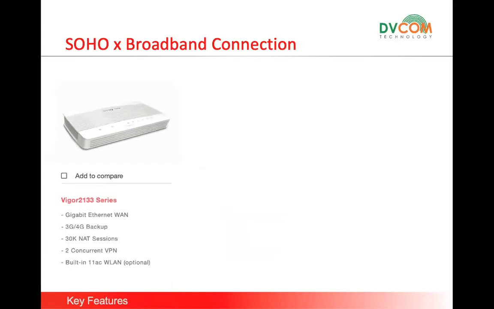And we have another model, which is the Vigor 2133 series. You can terminate your internet connection directly, and it supports 3G or 4G as a backup. It supports up to 30,000 NAT sessions and 2 concurrent VPNs. By default, this router is going to act as your Wi-Fi access point, so in case you want to configure an SSID, you can configure it as well. It supports Wi-Fi 5 technology.